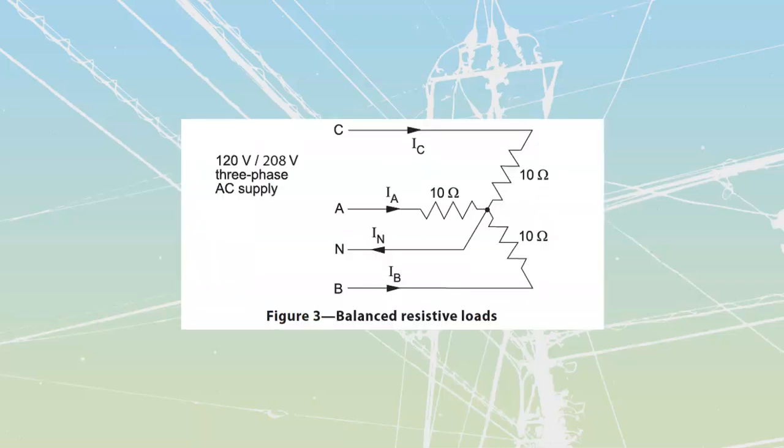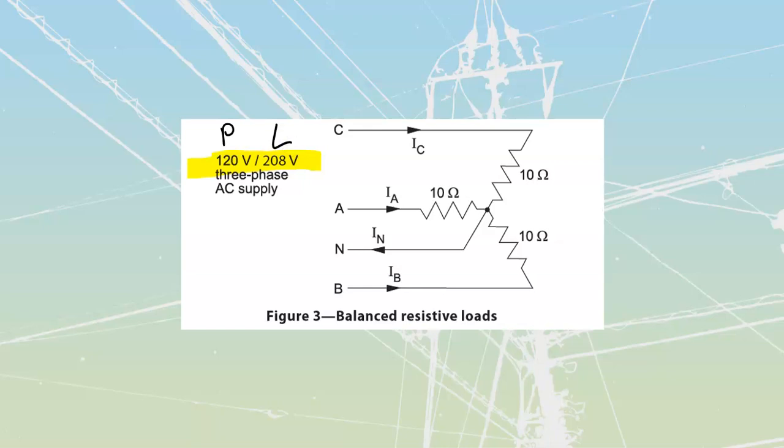Let's do some of these calculations now with some math. Over here, we have a system. It's a Y-connected system, 120/208 volt. Now, we haven't talked about slash ratings yet, but slash ratings tell us simultaneously both the phase and the line value of voltage.